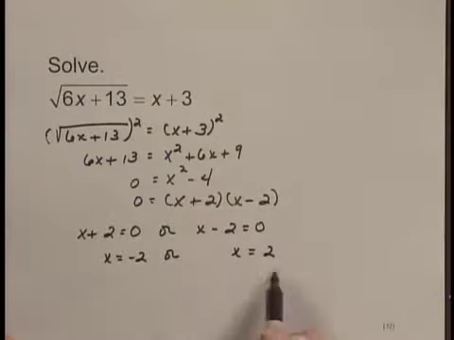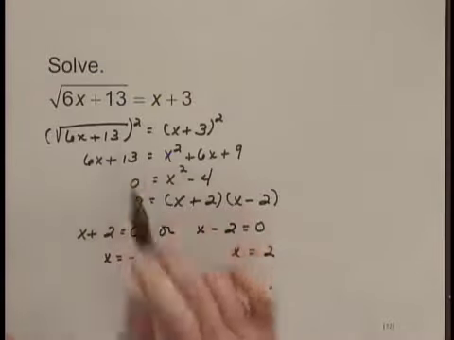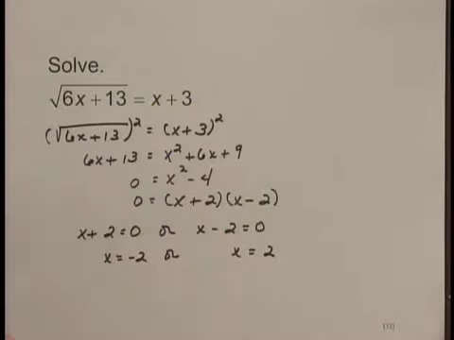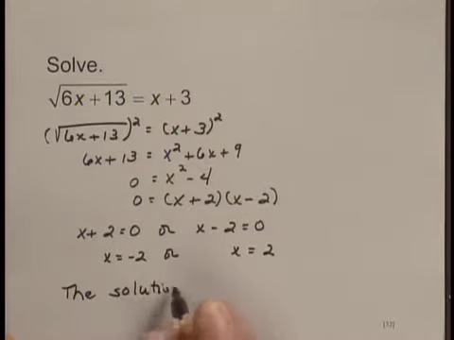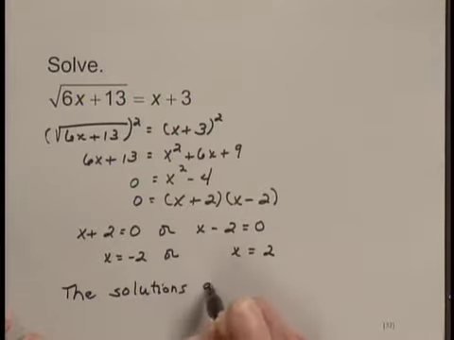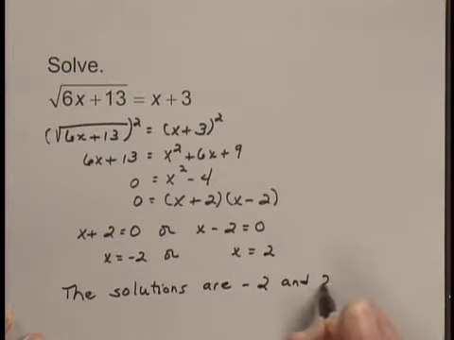And if I take each of these values for x and substitute it back in the original equation, I find that each one gives a true equation. So both of these numbers check, and we can say the solutions are negative 2 and 2.